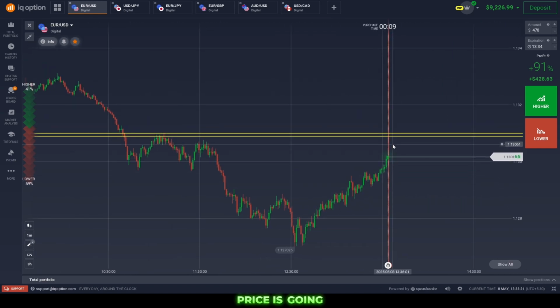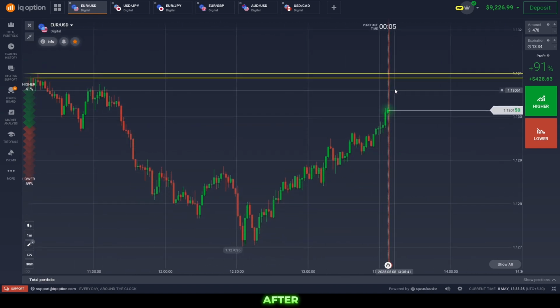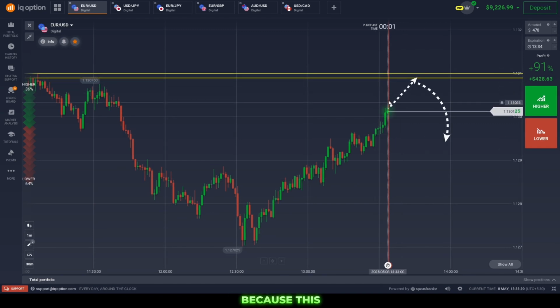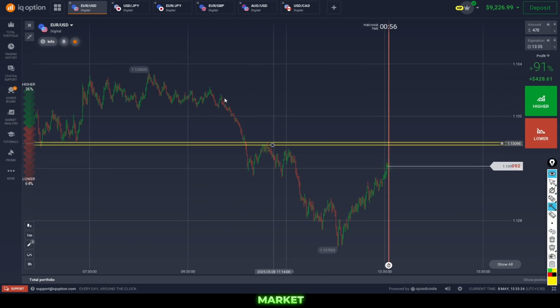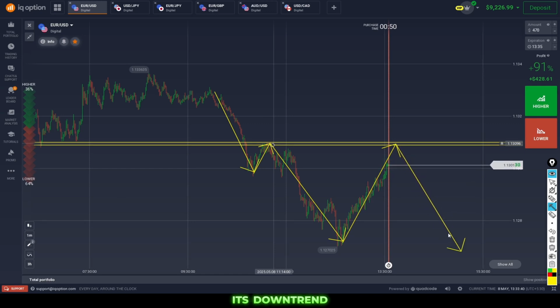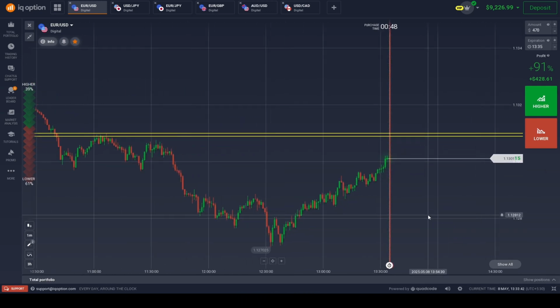And as the price is going up, this is a clear uptrend situation, and I'm expecting that price after hitting this resistance zone will reverse because this is a selling zone, and on the overall trend this is a downtrend market, and this is the retracement, so the price will continue its downtrend in the future. So I'm going to trade accordingly.